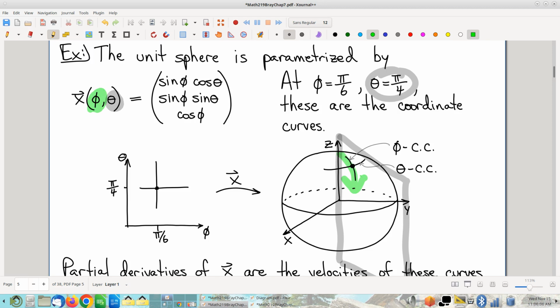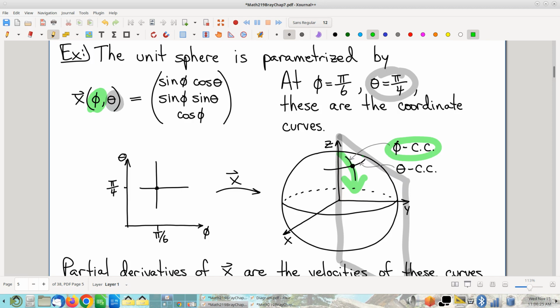Low values of phi have me up here. High values of phi have me going further down. And again, that gives me a curve. This is called the phi coordinate curve, because phi is the variable.